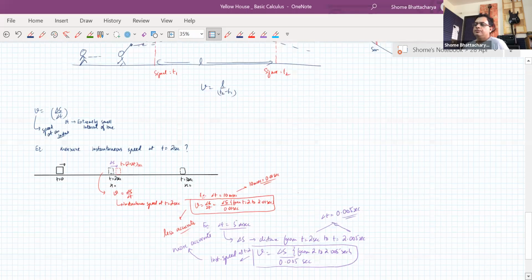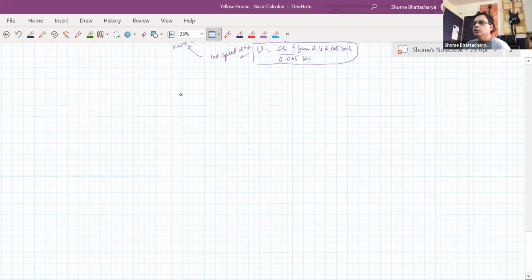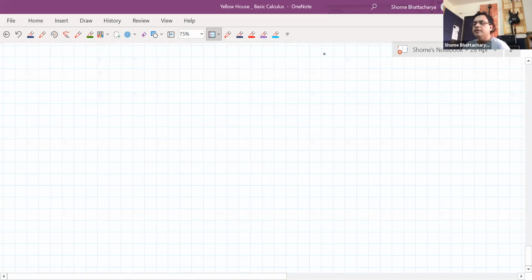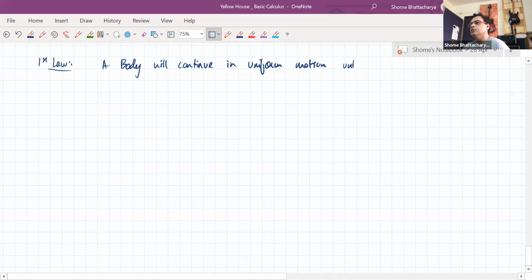Now let's come to an interesting situation that Newton would have been thinking about when he came across that falling apple and that concept of gravity, and from where he would have started thinking along the lines that led to the development of calculus. So he had already established his Newton's laws of motion by then. The first law, as you know, says that a body will continue in uniform motion until and unless acted upon by an external force.